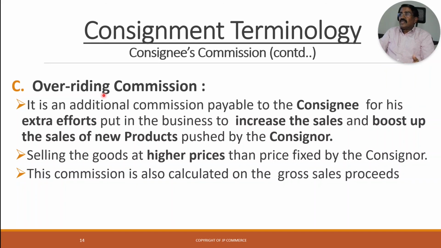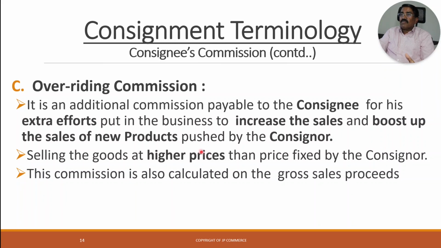Why is the consignor allowing an overriding commission? To put in maximum, extra efforts in the business to increase the sales, or to push a new product into the market. For such cases, the consignor allows some extra commission to the consignee. Such commission is known as an overriding commission. Sometimes this commission is also allowed when the consignee sells goods at higher prices, more than the price fixed by the consignor.